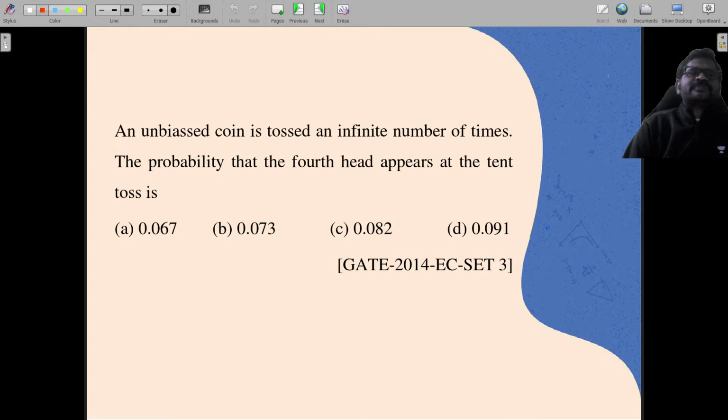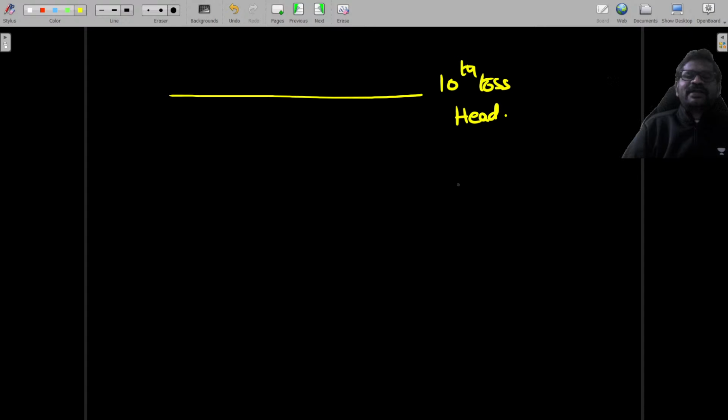Next column. An unbiased coin is tossed infinite number of times. What is the probability that fourth head appears at the 10th toss? Fourth head appears at the 10th toss. Tenth toss, you have to get head. When it will be called as fourth head?